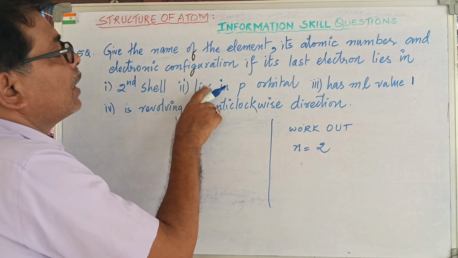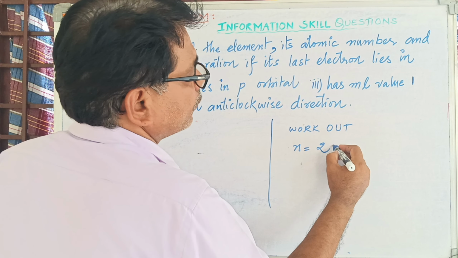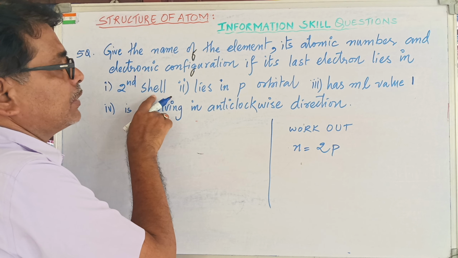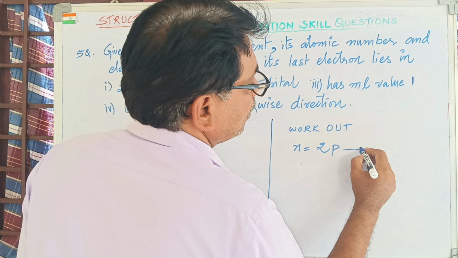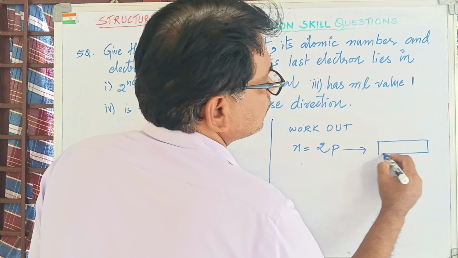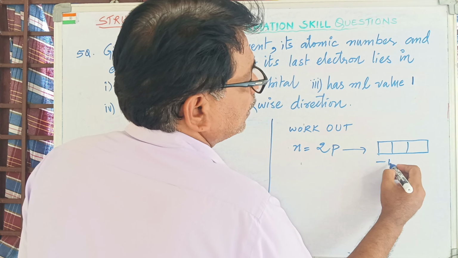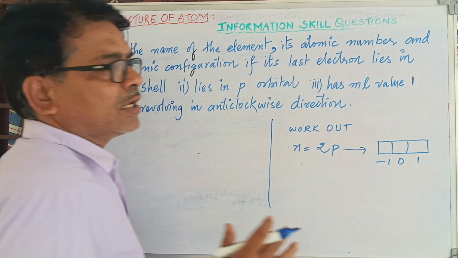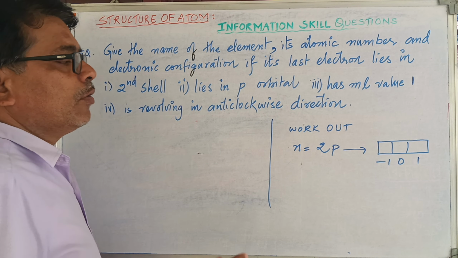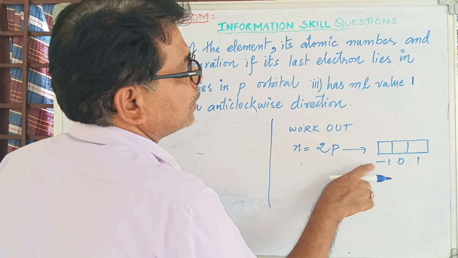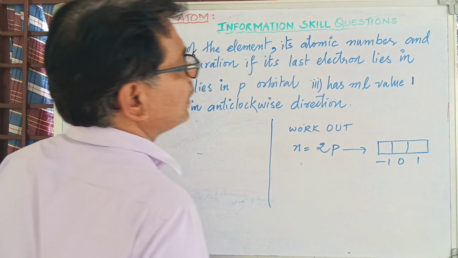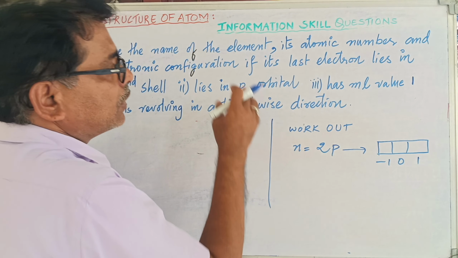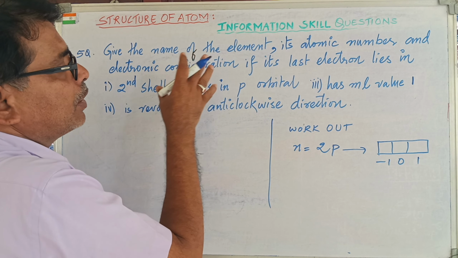The next clue says it lies in p orbital. Therefore it is confirmed that it is 2p, because second shell, p orbital. Now p orbital has how many boxes? 3 degenerate orbitals with magnetic orientation values of -1, 0, 1. I clearly explained this in quantum numbers, because whatever the L value is, it starts with minus and ends with plus. With this much knowledge, it's not enough to say which element it is, its atomic number or electronic configuration.